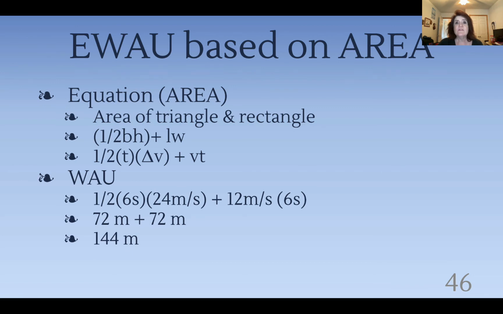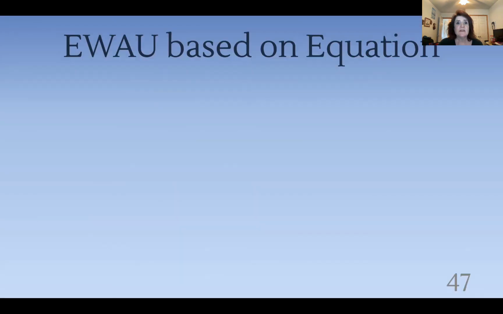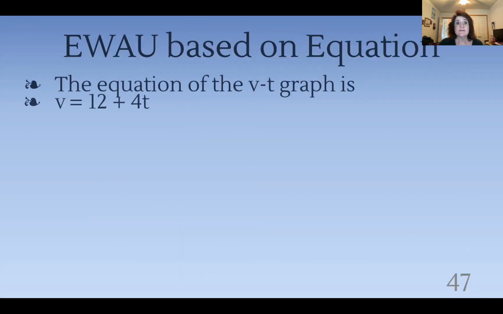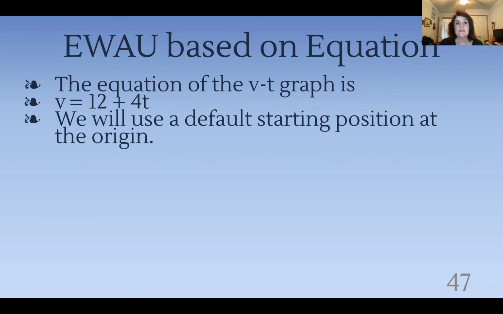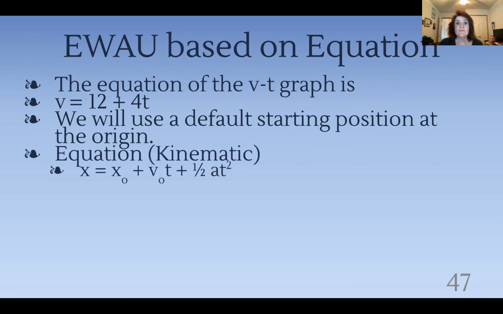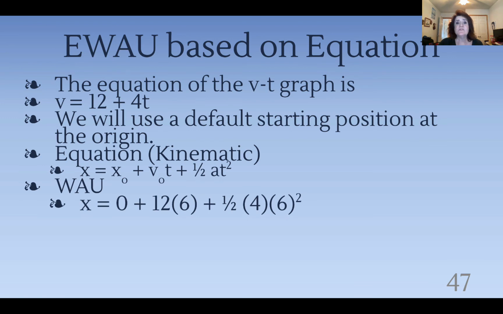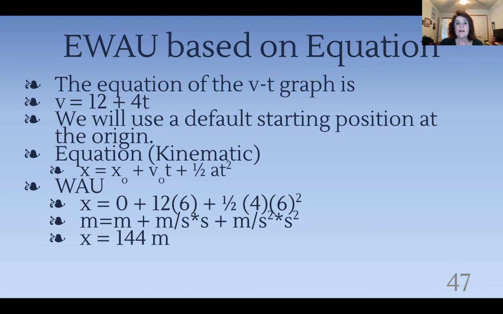Now, the other way to find the displacement, or how far the object has traveled, is simply based on the kinematics. When you're given the equation of the VT graph, V is equal to 12 plus 4t, we use a default starting position at the origin using kinematic 2, x is equal to x naught plus v naught t plus 1/2 at squared. We can substitute in those values that we know for kinematic 2. Units do work out, and we get the same answer of 144 meters.